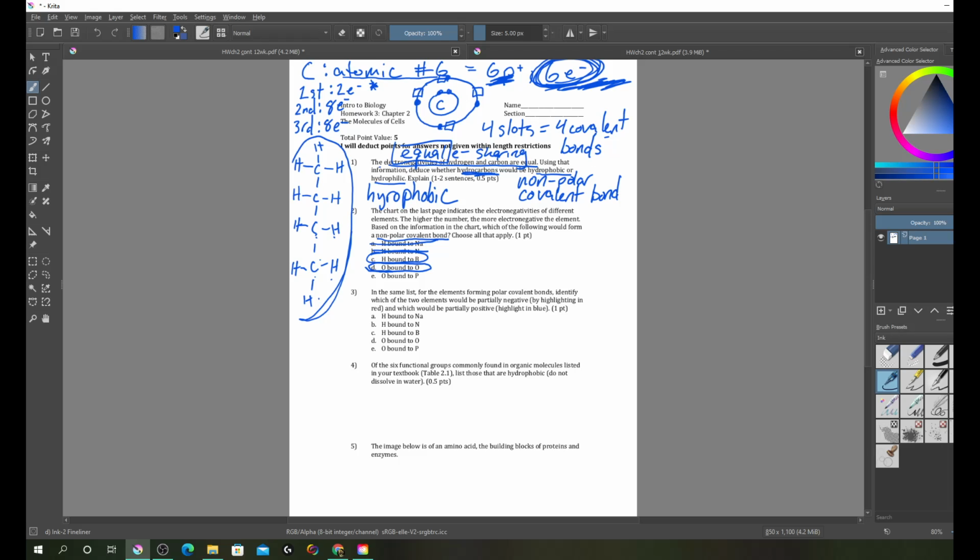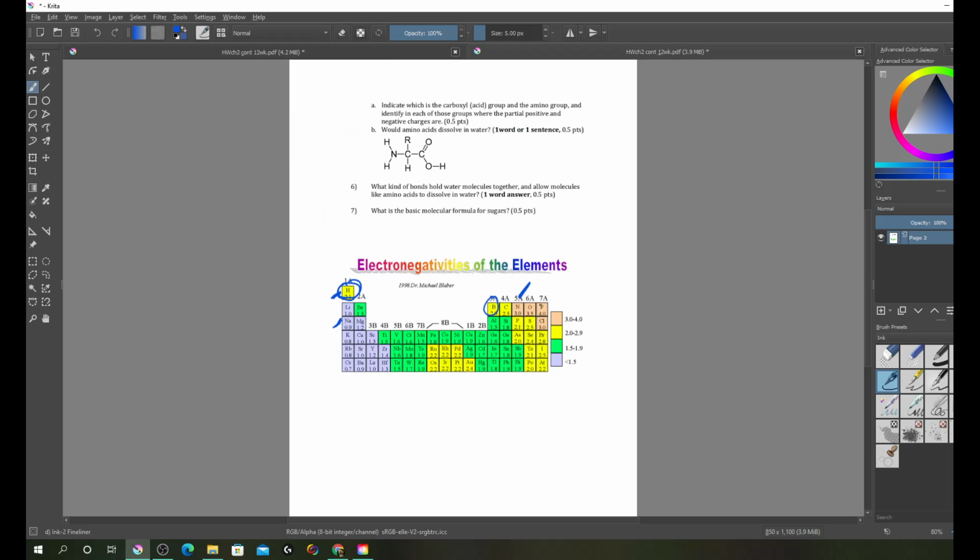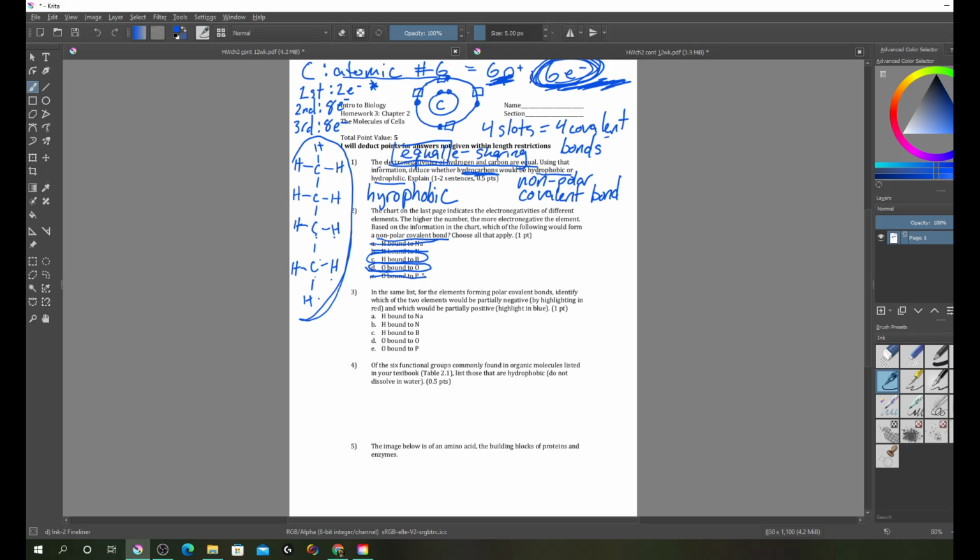And finally, oxygen to phosphorus. There's oxygen, and where's phosphorus? P. Okay, so oxygen and phosphorus. Nope, unequal, different colors. That's a polar covalent bond. We only have 2 nonpolar covalent bonds here. Equal sharing. Equal sharing of electrons, because they have equal electronegativities.